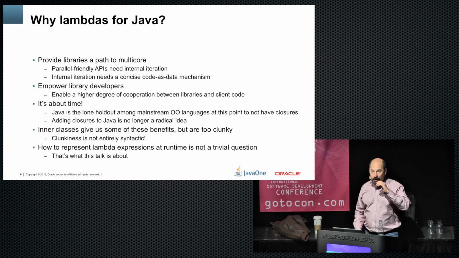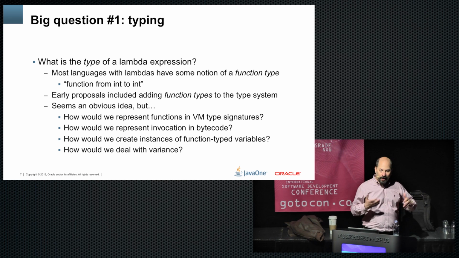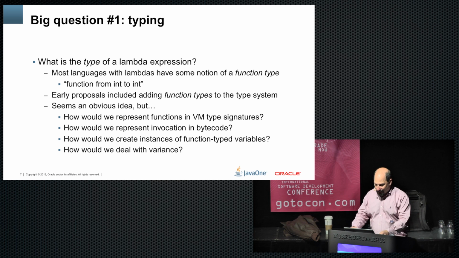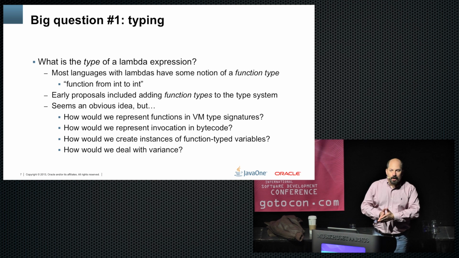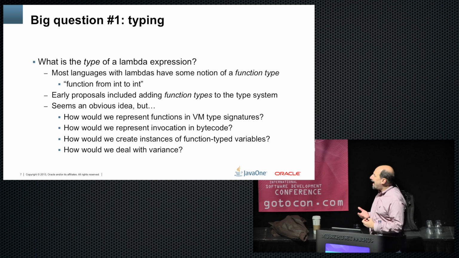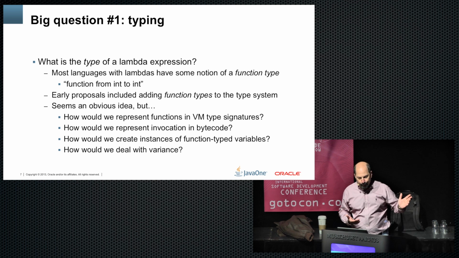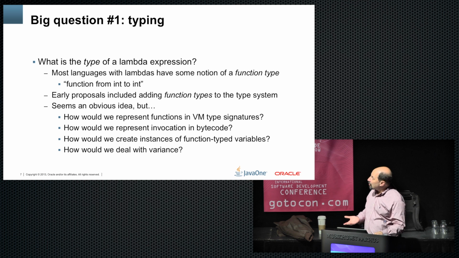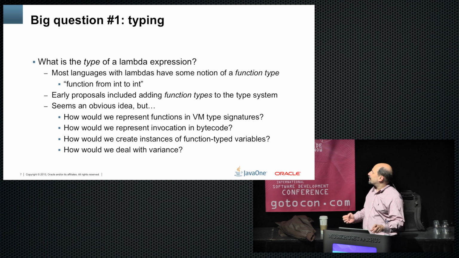Okay, so the big question number one when you're adding a new kind of expression to a language is, if you've got a statically typed language like Java, what's its type? So what's the type of a Lambda expression? Most languages that have Lambdas have a notion of function type, function from int to long. So early proposals for adding Lambdas to Java said, well, let's just add function types to Java.